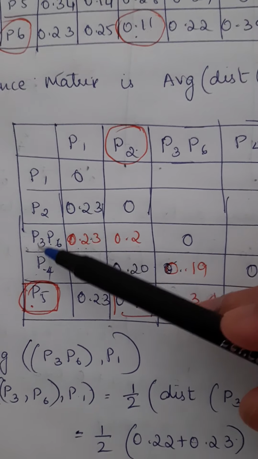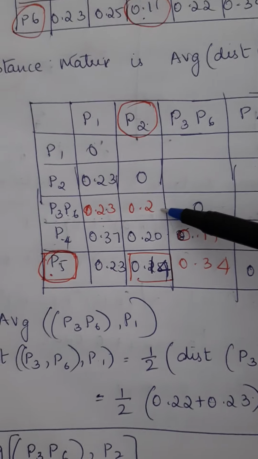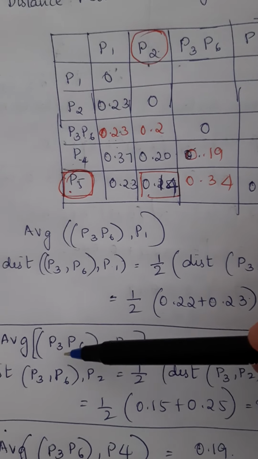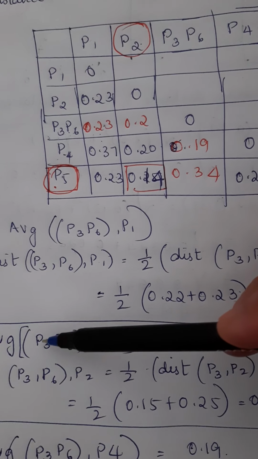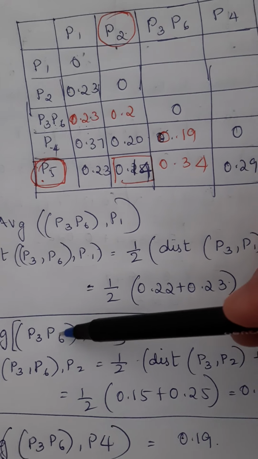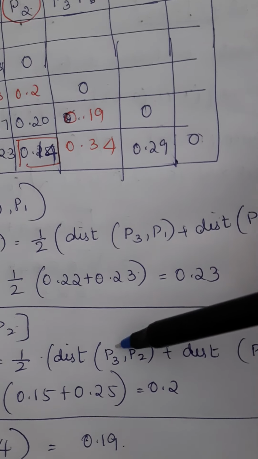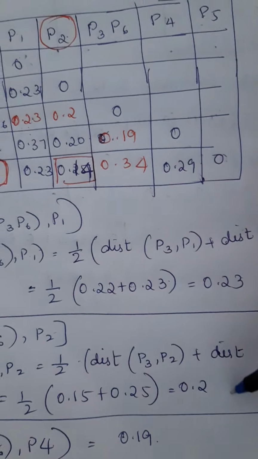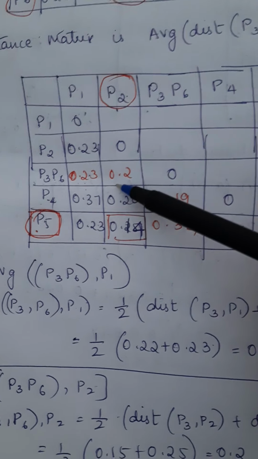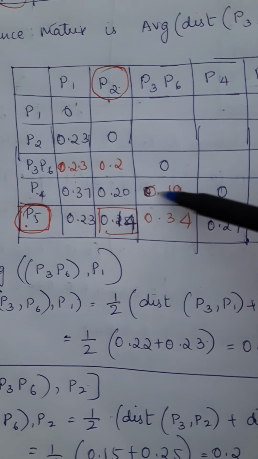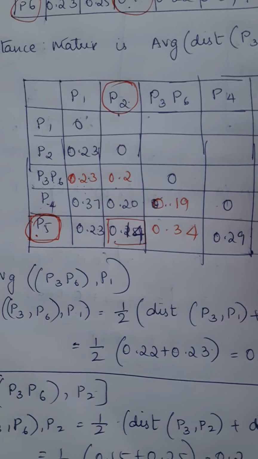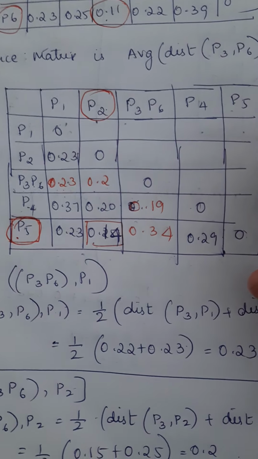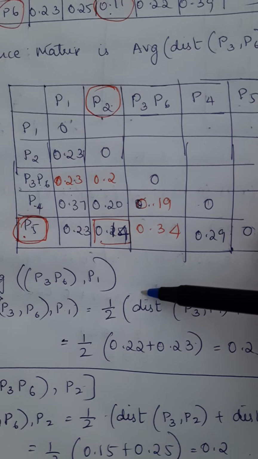Same way you compute for P3, P6 and P2. I have written over here P3, P6 and P2. Similar computation: half into the distance between P3 and P2 plus the distance between P6 and P2. So you get 0.2, and 0.2 comes over here. Same way I will fill all the values, exactly the same technique we used in the previous complete linkage and single linkage. The only difference is here we are taking the average value.